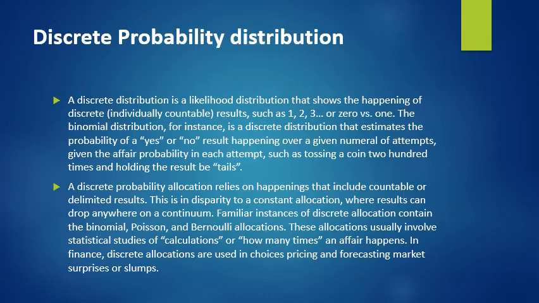A discrete probability distribution relies on events that include countable or limited results. This is in contrast to a continuous distribution, where results can fall anywhere on a continuum. Familiar instances of discrete distributions include the binomial, Poisson and Bernoulli distributions. These distributions usually involve statistical studies of counting or how many times an event happens. In finance, discrete distributions are used in option pricing and forecasting market surprises or slumps.